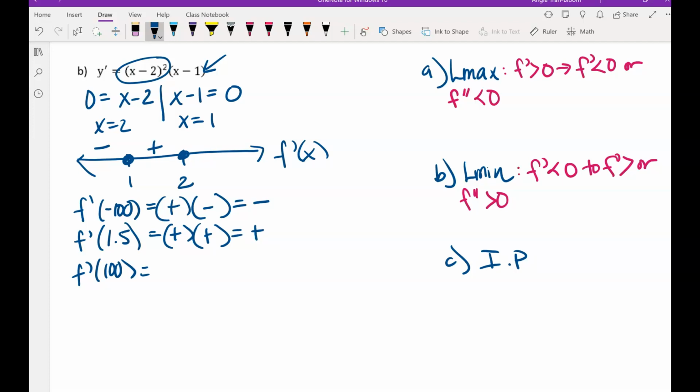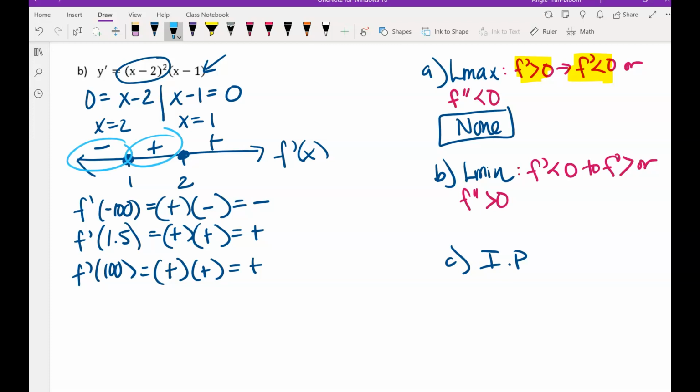On the right side, everything's squared. The first one is positive, and then this is positive. So on the right side, it's all positive. So as you can see right away, we do not have any interval that goes from positive to negative. So for your local max, you have none. Local min, we are going from negative to positive. So here's negative, and we went to positive. So we have 1. So local min is at, remember, at is the x location, at 1, okay?